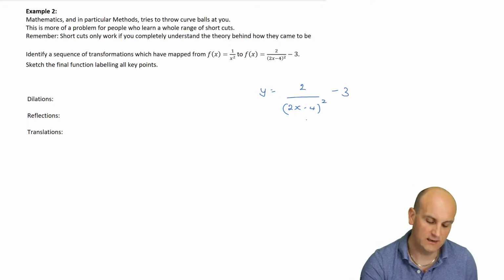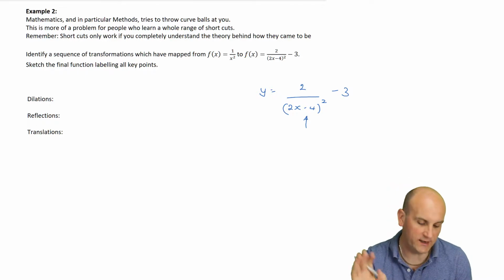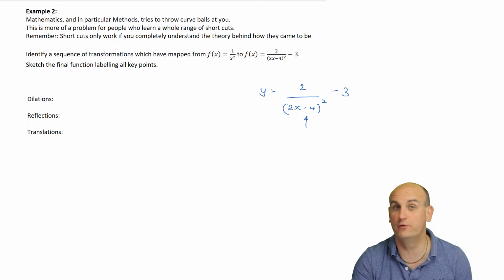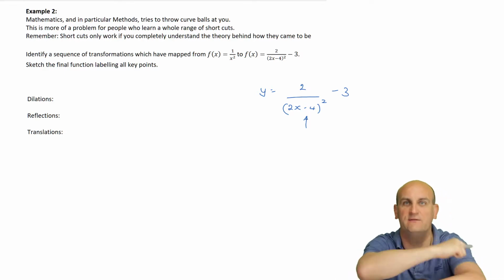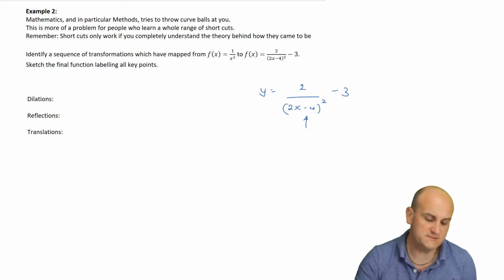Now, the problem here is people will look at this and use the shortcut incorrectly. They'll go, oh no, I know how to do this. I'm going to move it 4 to the right and it's going to go 3 down and I'll have a stretch of 2. Actually, that's not true. The reason being is we want that coefficient of x to be 1.